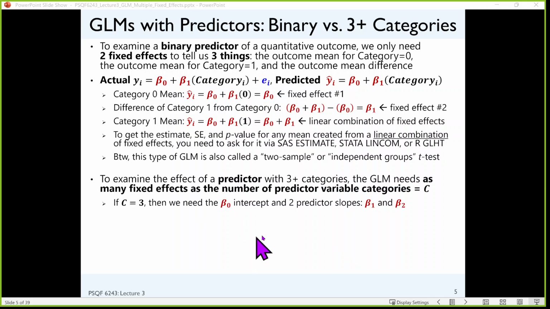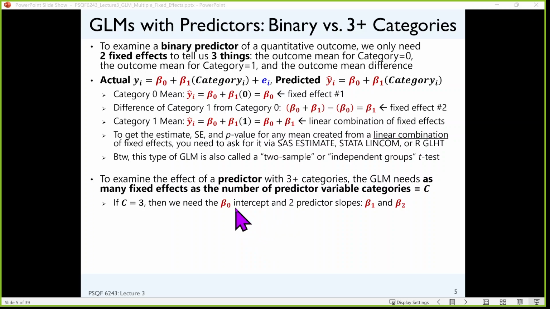But what if we have 3 groups? Well, we end up needing two slopes because the rationale is how many possible differences are there between groups? There's three. If I have three groups, I can have 1 versus 2, 1 versus 3, or 2 versus 3. Once I know two of the differences, though, I can figure out the third. So I really only need to do 2 because the other is then determined by what I just found. So if I have 3 categories, I'm using capital C to keep track of the number of possible categories in my predictor variable. I would need a beta 0 intercept. We always need that. And I would need 2 slopes.